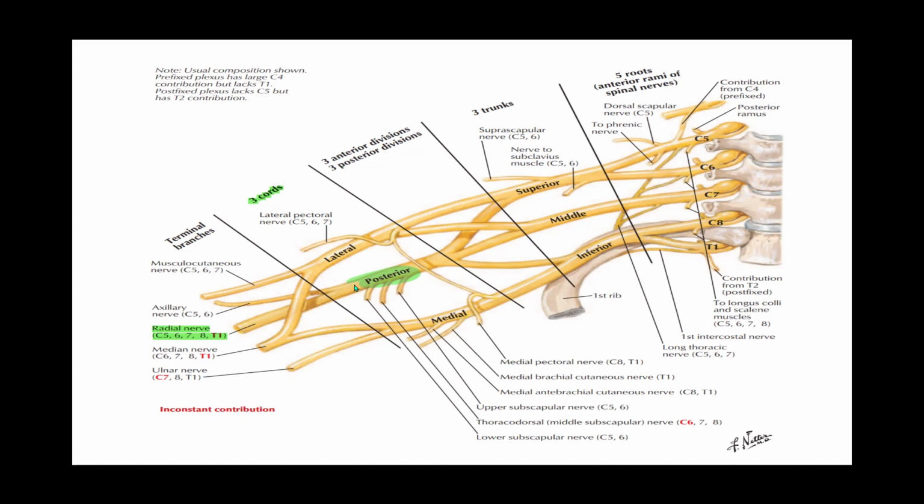plexus. You can also see that the posterior cord is formed from the posterior divisions of the three trunks: superior, middle, and inferior trunks. Their posterior divisions come together to form the posterior cord. And the radial nerve is a terminal branch of the posterior cord, as well as the axillary nerve. So we can see that from the schema of the brachial plexus.